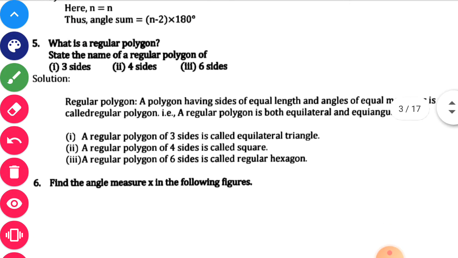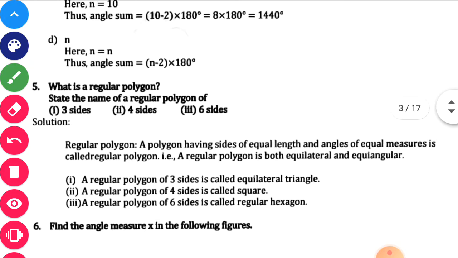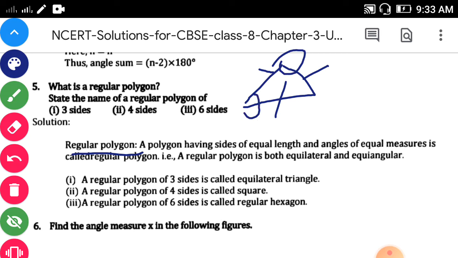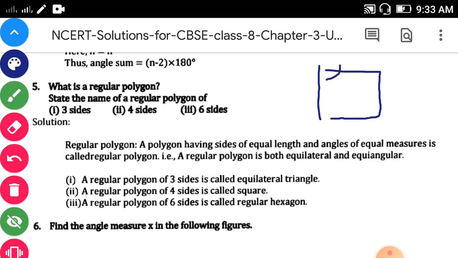Question number 5. What is a regular polygon? State the name of the regular polygon of 3 sides, 4 sides, 6 sides. What is the meaning of regular polygon? A polygon having sides of equal length and angles of equal measure is called a regular polygon. For example, an equilateral triangle: all 3 sides are the same and all the angles are also the same. It is known as a regular triangle. Square: in a square you can see all 4 sides are the same and all 4 angles are also the same. So it is a regular polygon.